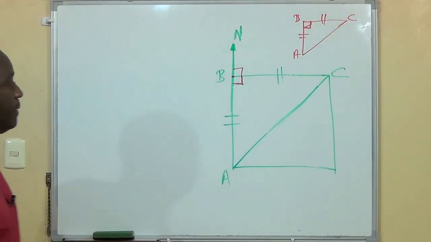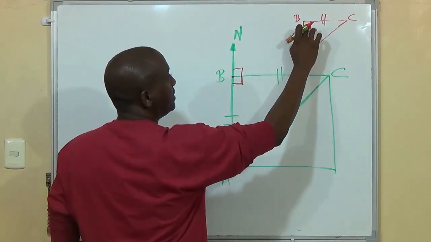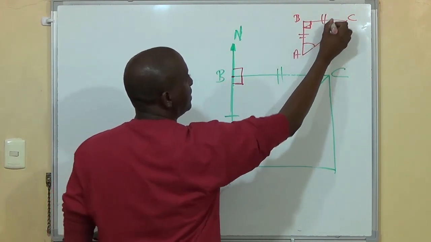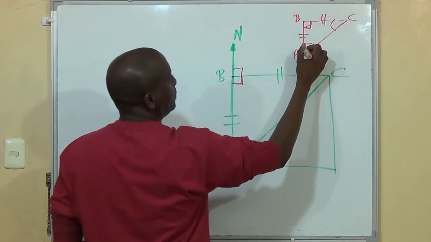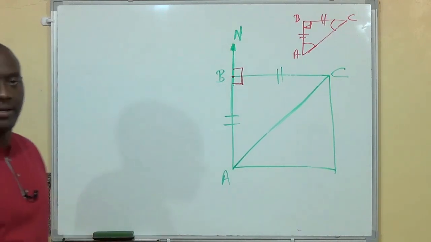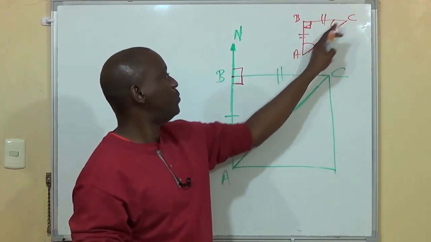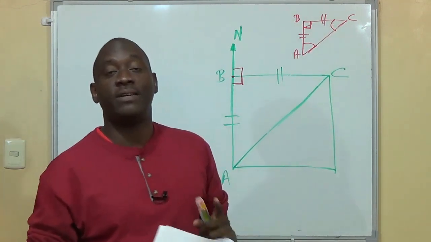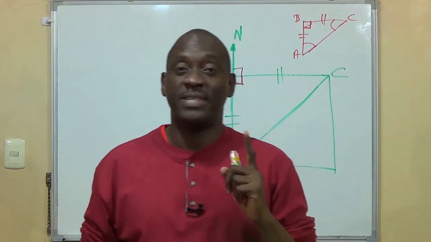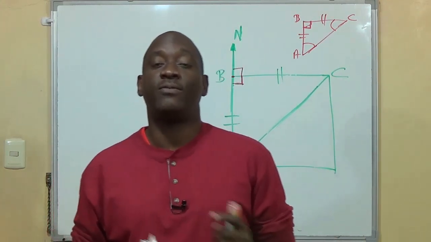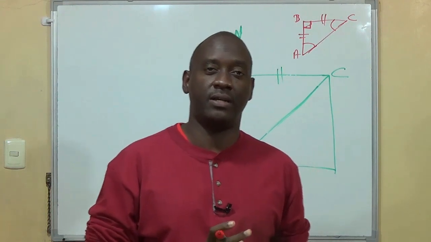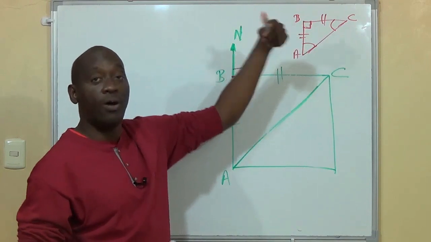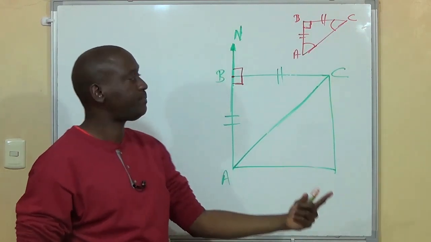Which is to say then that if this angle is 90 degrees and this line is equal to this line, that means that this angle is equal to this angle, which is to say we have an isosceles triangle because we have two of the angles equal to each other. But not only do we have an isosceles triangle, we have a very special type: the right isosceles triangle, which is an isosceles triangle which is also a right angle triangle.